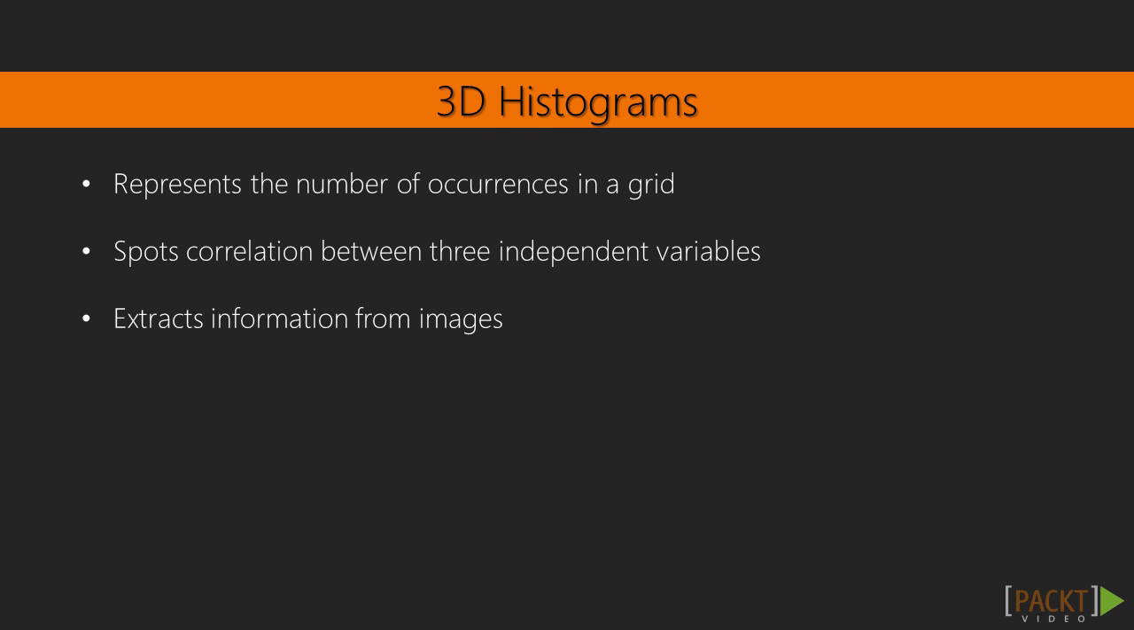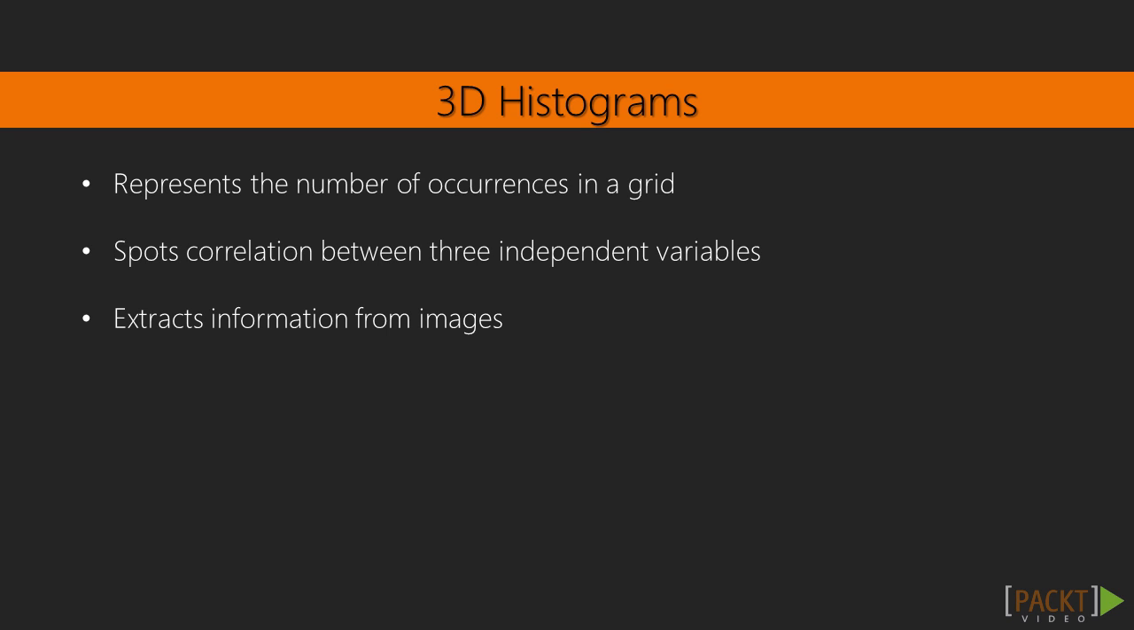Similarly to 3D bars, we might want to create 3D histograms. These are useful for easily spotting correlation between three independent variables. They can be used to extract information from images in which the third dimension could be the intensity of a channel in the XY space of the image under analysis.